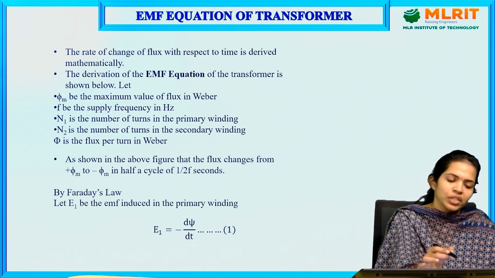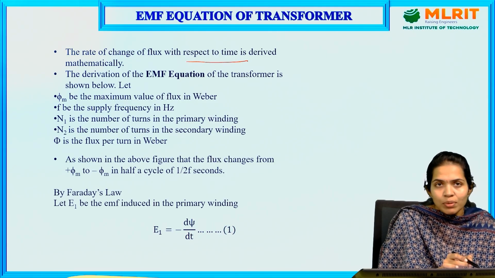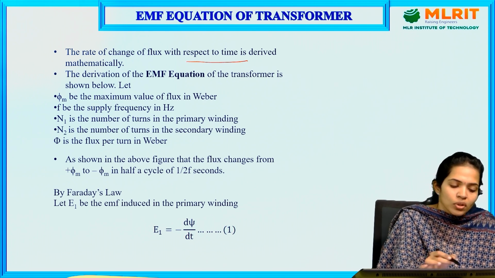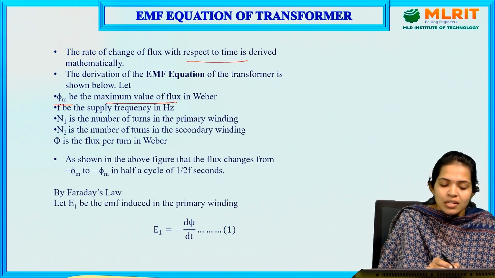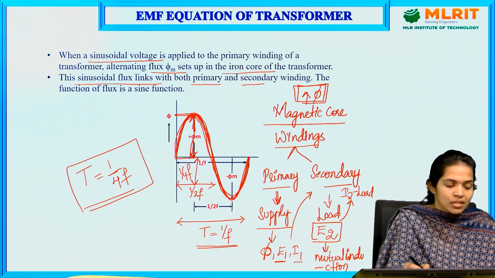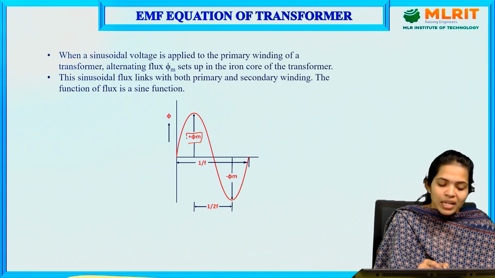So the rate of change of flux with respect to time, if we derive it mathematically with respect to Faraday's laws of electromagnetic induction, we get the EMF equation of the transformer. So let us consider phi m be the maximum value of flux, which is shown in this alternating cycle of the flux. This phi m is the maximum value of flux.